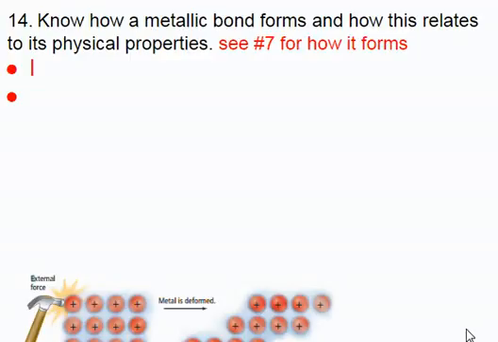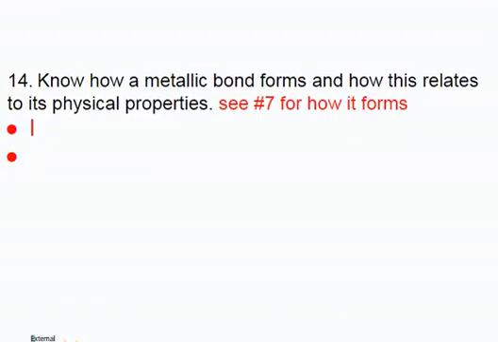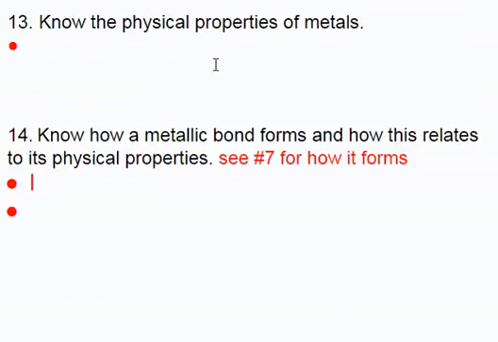Know how a metallic bond forms and how this relates to its physical properties. And I just put a note on there, C number 7 for how it formed, because we already talked about this, about the positive cations lining up and the sea of electrons being able to go around it. Oh, and actually, I missed number 13 up here. Know the physical properties of metals.